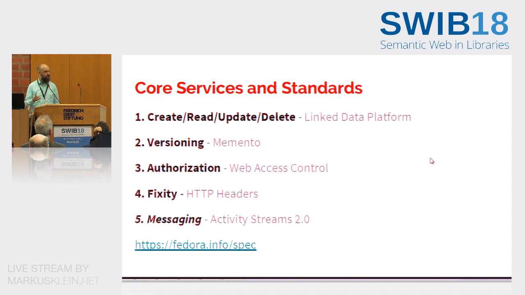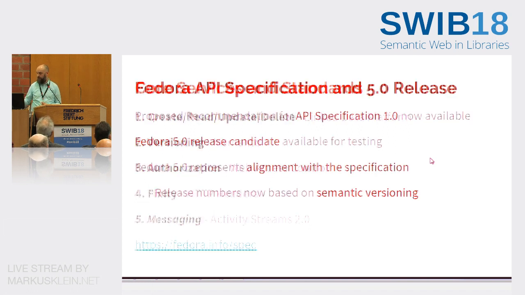So again, the message here is that Fedora provides this really limited set of features that are useful for building applications, and all of these are provided through the API, with the exception of messaging, which is provided alongside the API. And all of these are now formally documented in the specification, which you can find at fedora.info/spec. So we've spent the last year or more writing a formal specification for all of these services, to provide some stability for clients and to cleanly separate the Fedora API from the underlying software that implements that API.